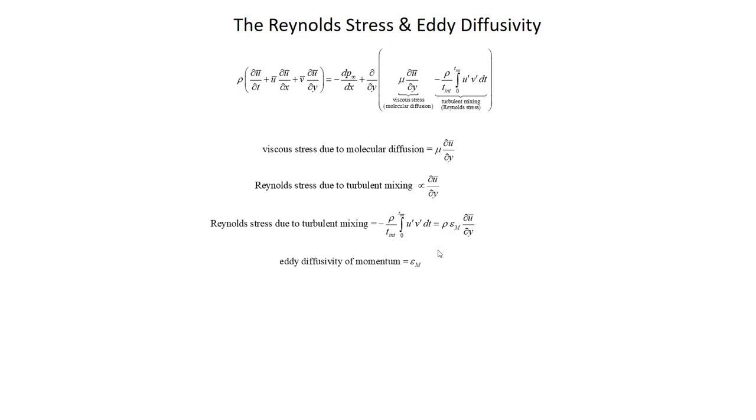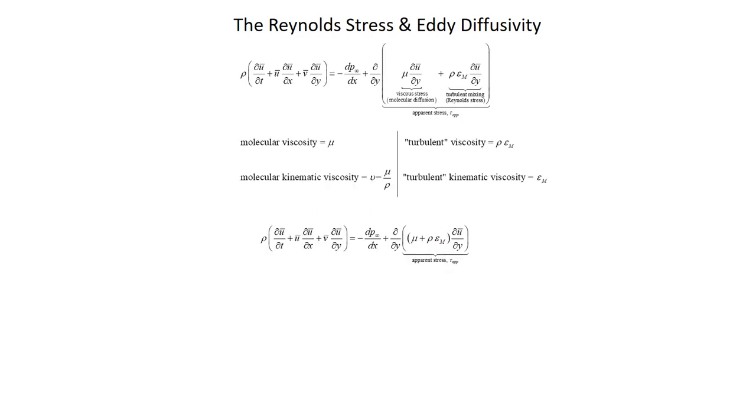And if we start to think about what the analogs are here, let's see. I have viscous stress, right? It has a molecular viscosity. If I go over here, I now have a turbulent stress, a Reynolds stress, and it's got a turbulent viscosity, which is rho times epsilon sub m.